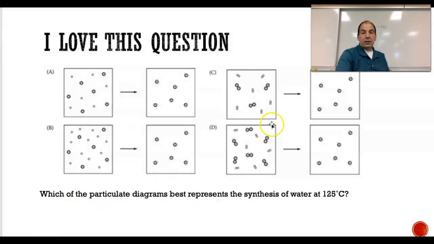Okay, so that's why when we look at this picture, it should be pretty easy to see that the answer has got to be C, because there are 1, 2, 3, 4, 5, 6 of the hydrogens, the little ones, but only 3 of the oxygens, and we're getting 6 waters. That makes sense. Here, we have 6 hydrogens and 6 oxygens and making 6 waters. Well, that's not right because we'd have extra oxygens left over. So, no bueno.